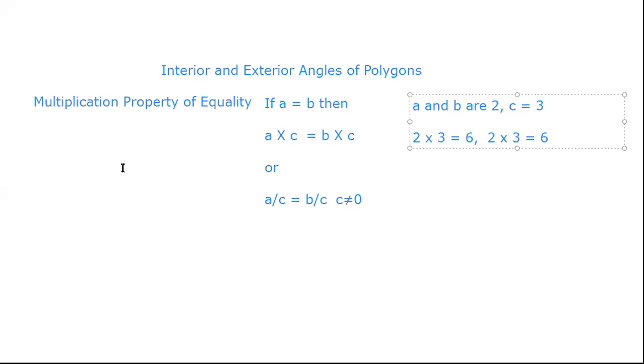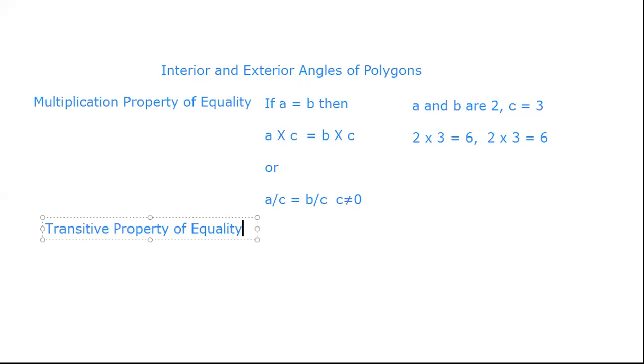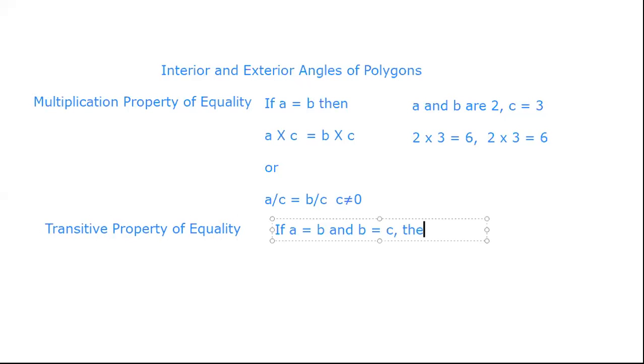So we're gonna start with polygons in these proofs. Okay, so you also had a property called the transitive property of equality. I don't want to miss one, so I just want to pull them up on my screen as we talk about them. And that one says, if A equals B and B equals C, then A equals C.